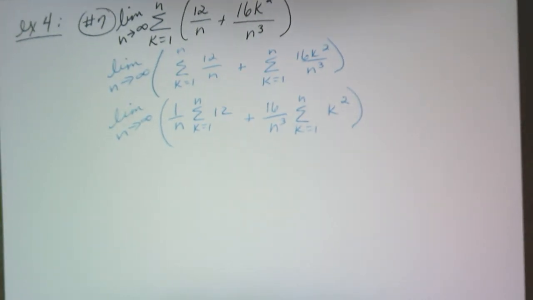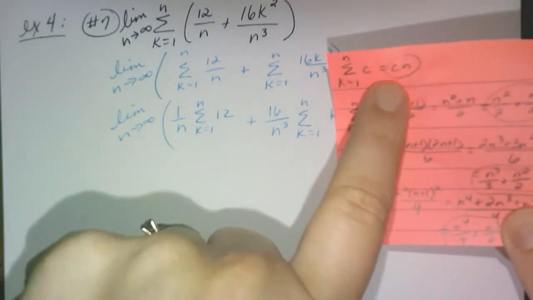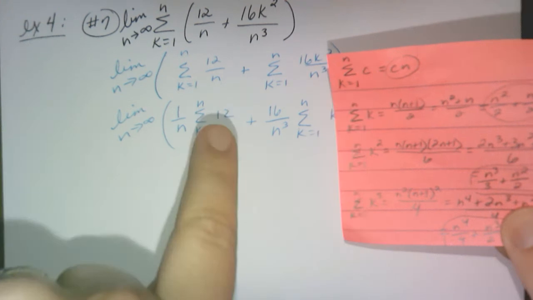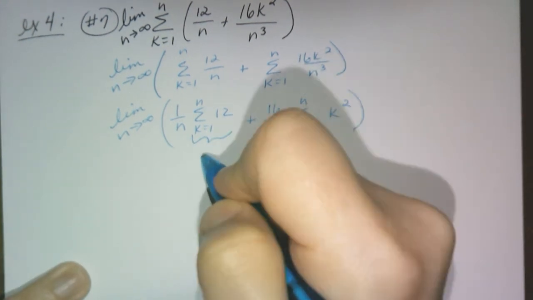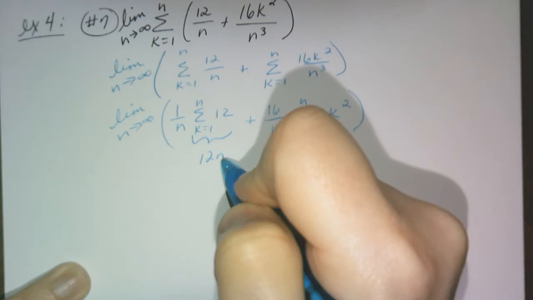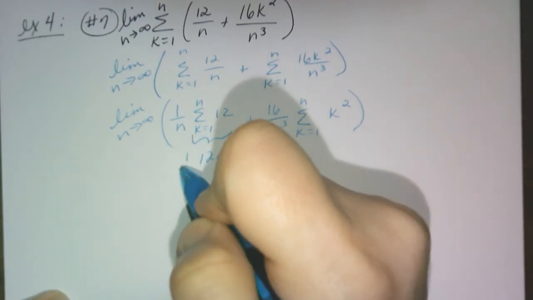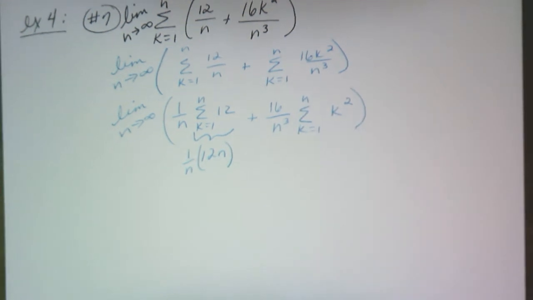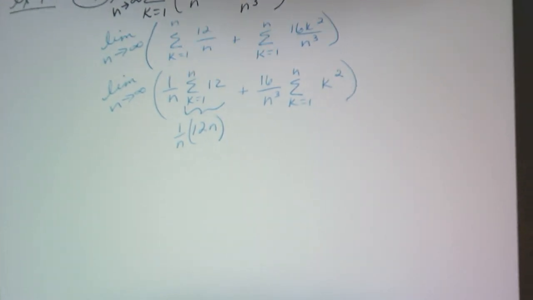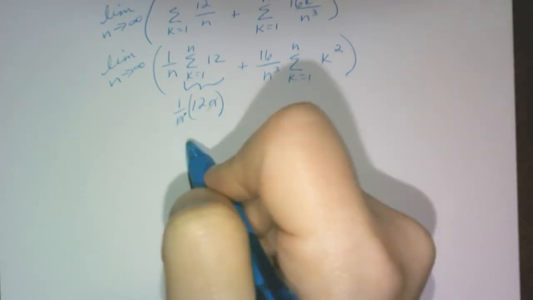All right, so how do we clean this up? Well, based off of Mr. Sticky Note, the sum of a constant would just be that constant times n. So I would just write this part right here as 12n. But I'm multiplying it by what I just took out before, 1 over n. So what would that be? Well, this would obviously reduce to 12.